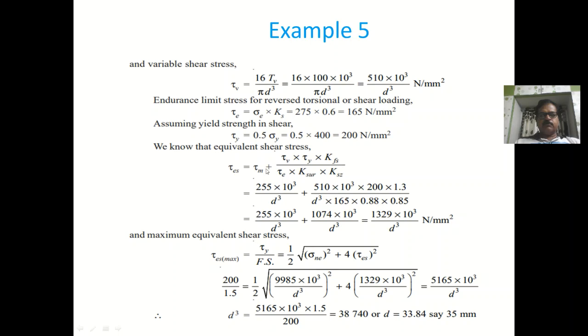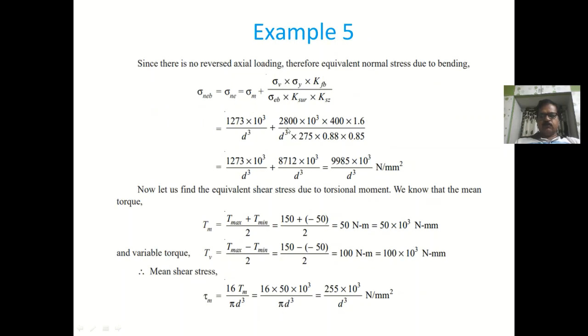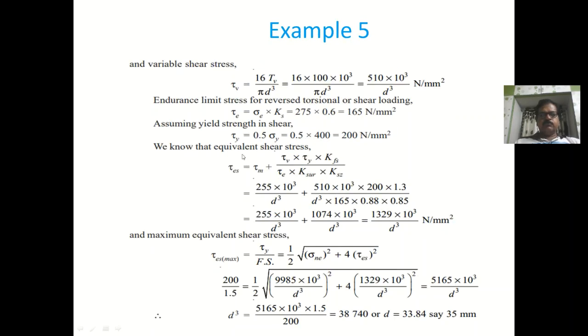So tau m is 255 by d cube into 10 power 3, and tau e is 510 by d cube into 10 power 3, and tau y is 200, and fatigue stress concentration in shear is 1.3.